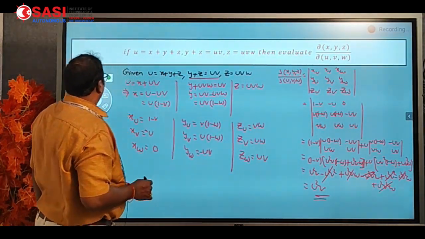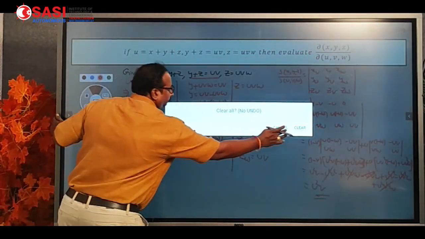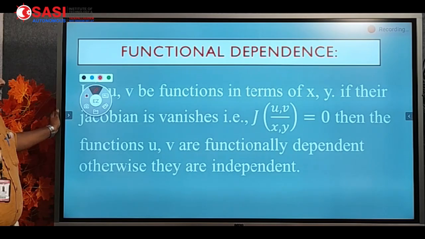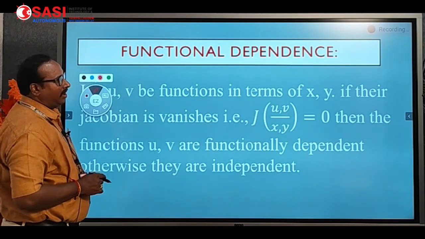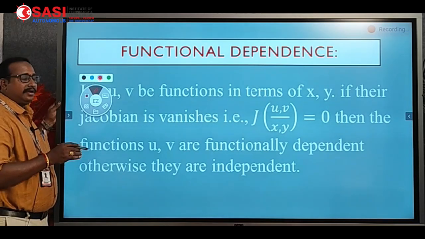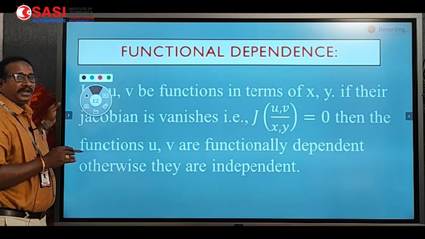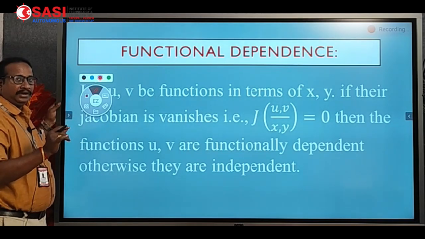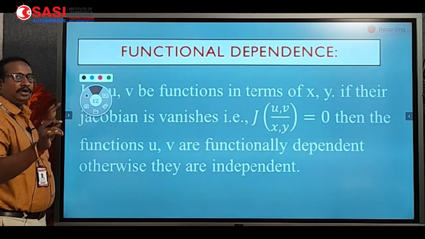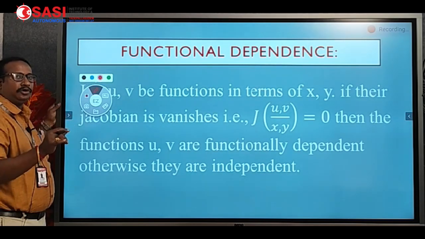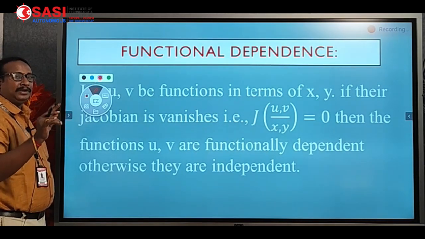Okay, so now I am going to explain the next topic, functional dependence. What is functional dependence? Suppose u, v are two functions in terms of x, y. If their Jacobian vanishes, meaning their Jacobian is 0, then the functions u, v are said to be functionally dependent. If their Jacobian is not 0, then they are functionally independent. Simply, if the Jacobian of two functions vanishes, that is 0, then the functions are functionally dependent. If the Jacobian is not 0, then the functions are called functionally independent.